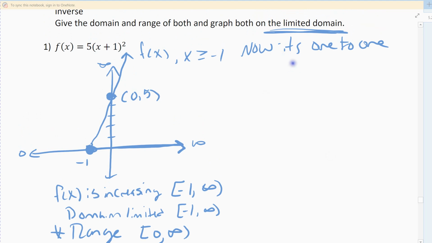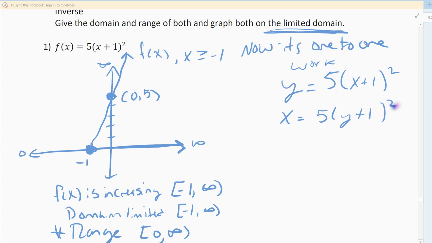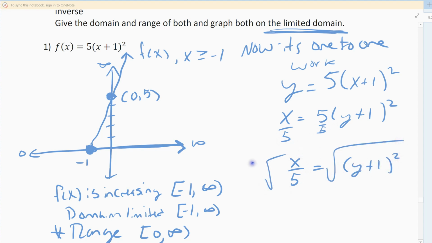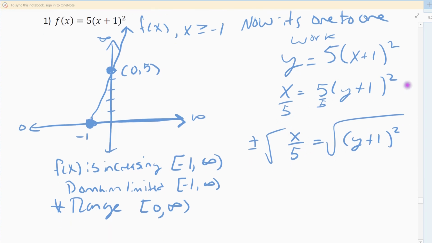Alright, so now find its inverse. I'm going to do my work over here. So the first thing is set y equal to 5 times x plus 1 squared. Flip my x and my y values. Divide by 5 first. Isolate the squared term, following the order of operations. And so I get x divided by 5 equals y plus 1 squared. So at this step, I would take my square root. Remember, when we take our square root, we're technically supposed to do the plus or minus. That's why I said this kind of plays an important role.